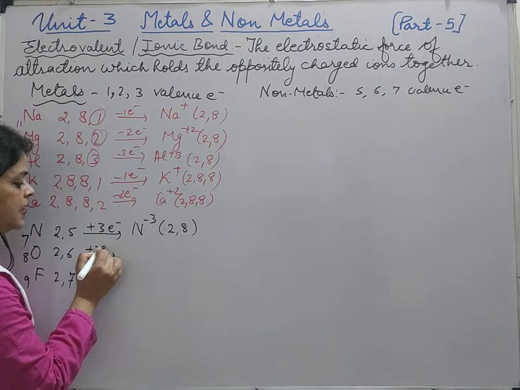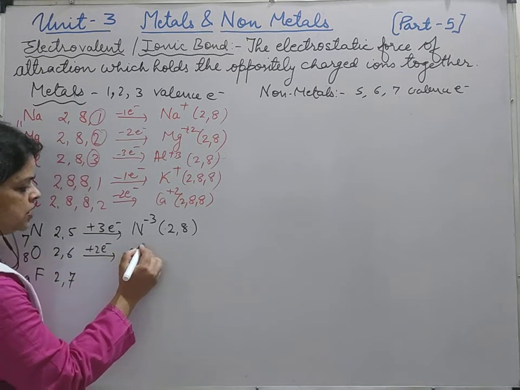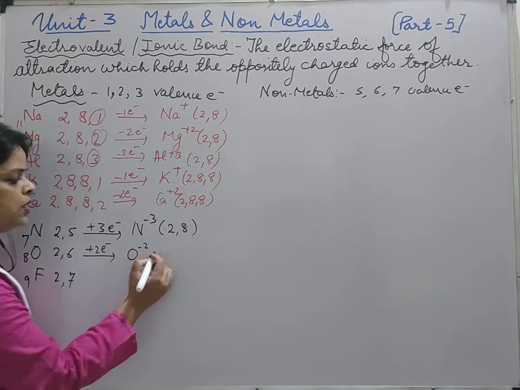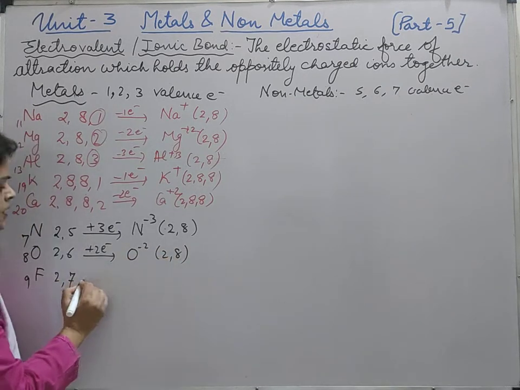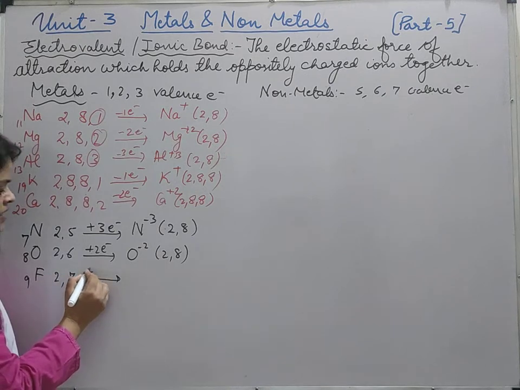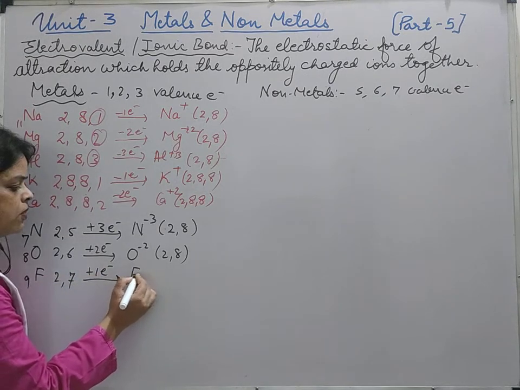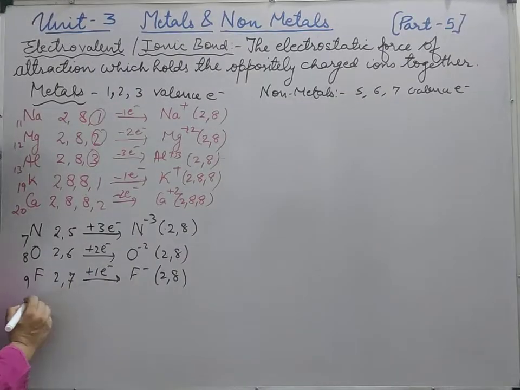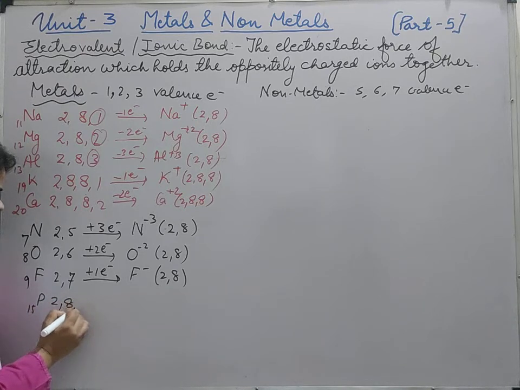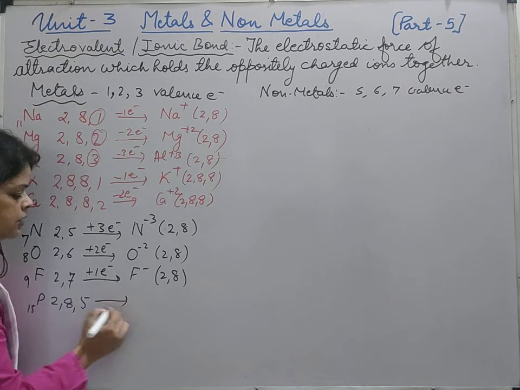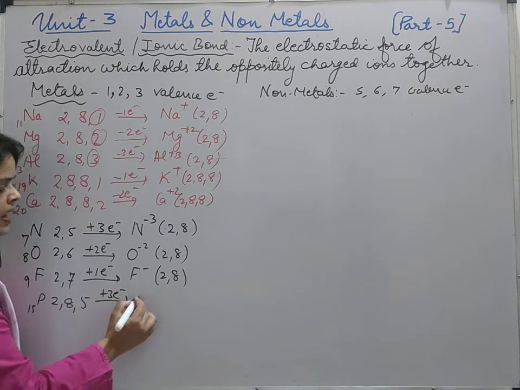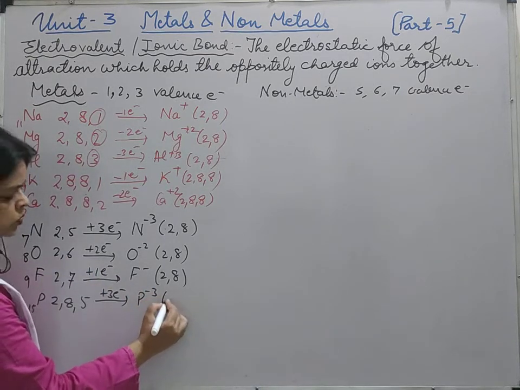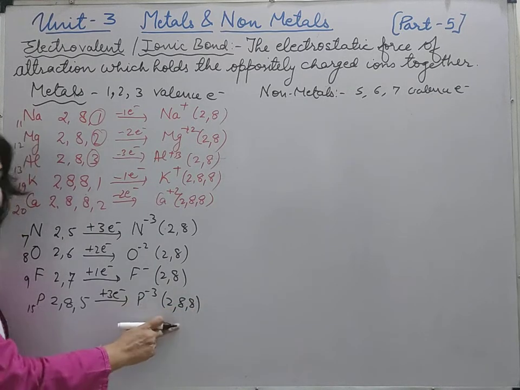If oxygen adds two electrons, its configuration will be O 2 minus and the configuration will be 2, 8. Similarly, fluorine, if it gains one electron, will form the fluoride ion and its configuration will become 2, 8. Let's take phosphorus as an example. Phosphorus atomic number is 15 and configuration is 2, 8, 5. That means it can also gain 3 electrons and form 2, 8, 8, that of argon.